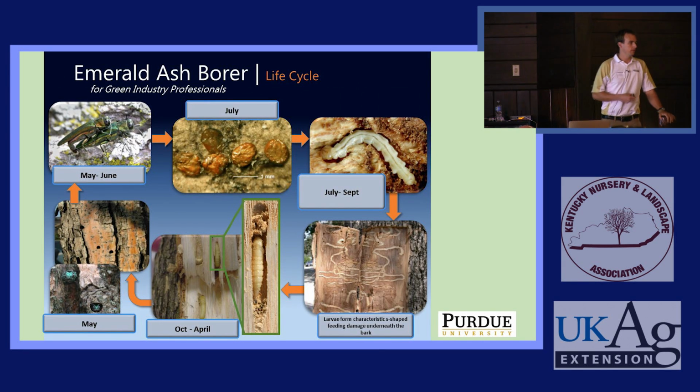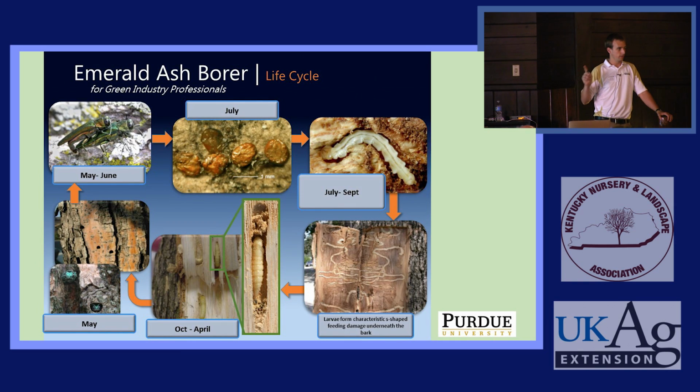So before we can manage this pest, we have to understand its life cycle. So let's start here in the overwintering stage. It overwinters as a larva or a pupa, and in the springtime, around April, it'll start pupating and turning into an adult. It'll eventually emerge and start mating in late May, early June. It's going to be when black locusts are blooming. That's when these guys are flying, okay?